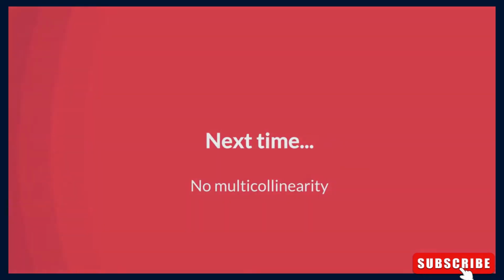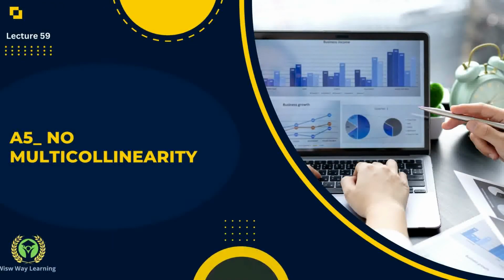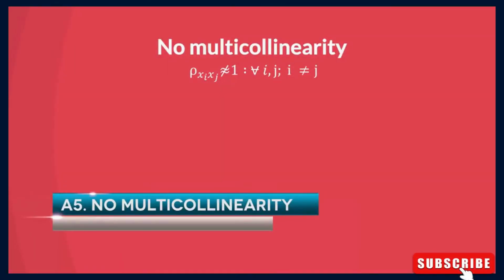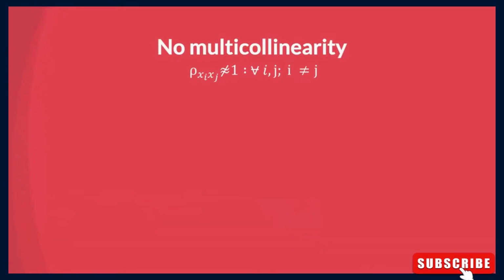Lecture 59, A5: No Multicollinearity. The last assumption is no multicollinearity. We observe multicollinearity when two or more variables have high correlation. Let's exemplify this point with an equation.